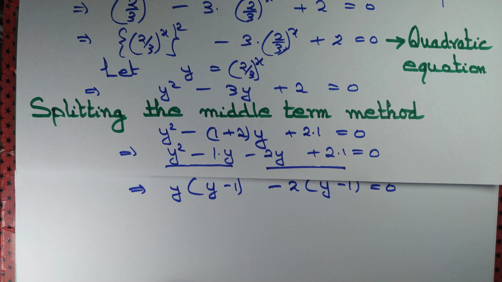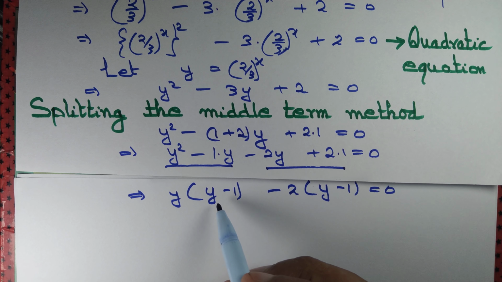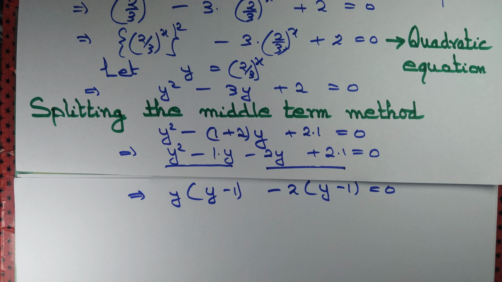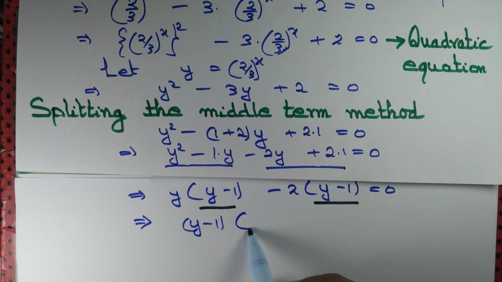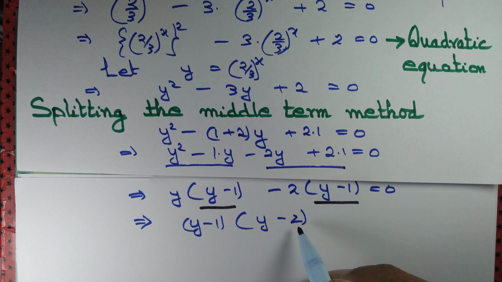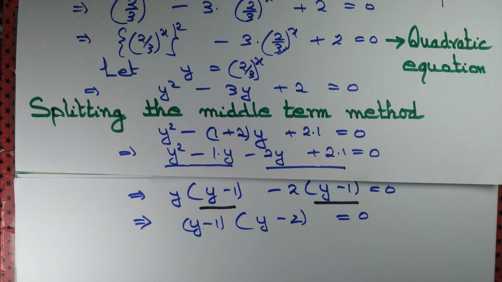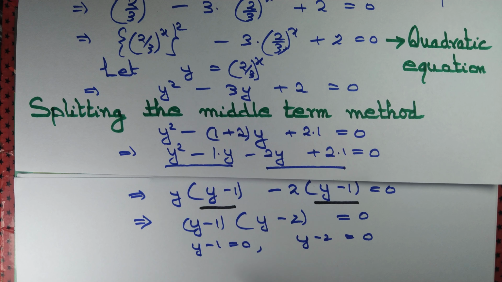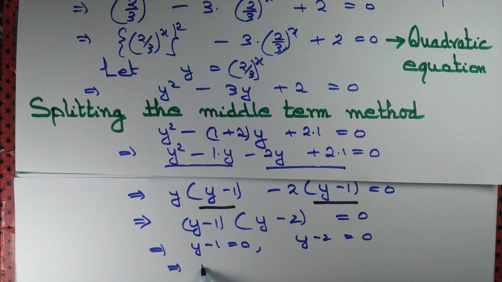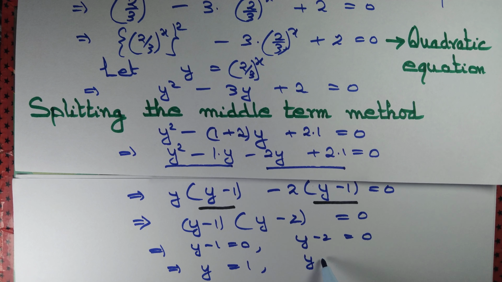We copy it as it is. Now it has a magic: you can get y minus 1 common once again. You see, y minus 1, y minus 1. Let's take y minus 1 common. We are left with y minus 2, and the product is equal to 0. Now if the product of two numbers is equal to 0, one of them has to be 0, but we don't know which one. Maybe y minus 1 equal to 0 or maybe y minus 2 equal to 0. That gives us y equal to 1 or y equal to 2.